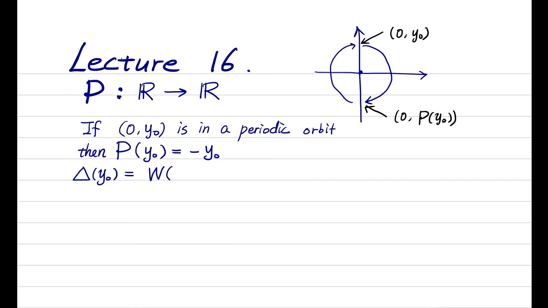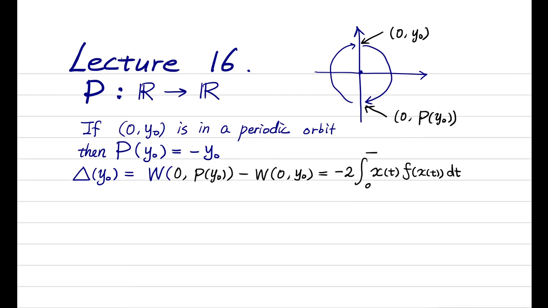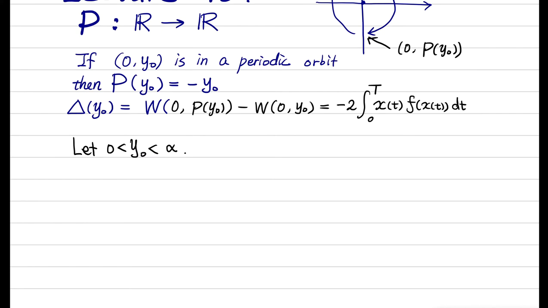And we want to evaluate the difference in the value of W. And since the W time derivative is given by minus 2 times x times f, we can calculate this as the integral of the following type, where this capital T is the time it takes to travel from this y naught to p of y naught. Let the starting point y naught be between 0 and alpha. Remember, alpha is where the function f remains negative if the argument is less than alpha.